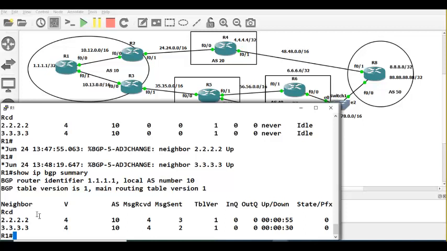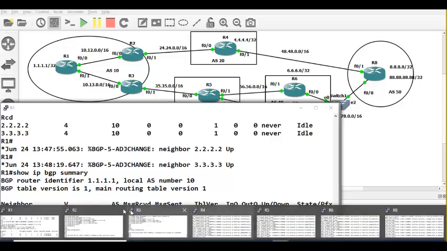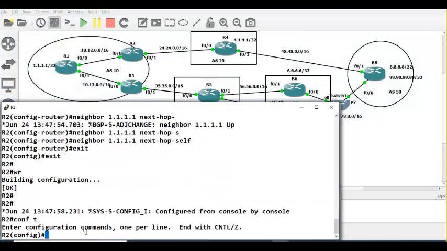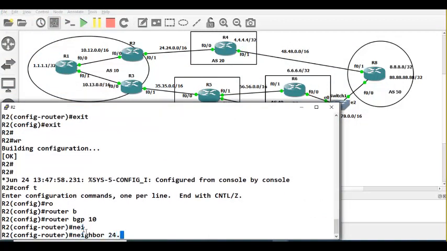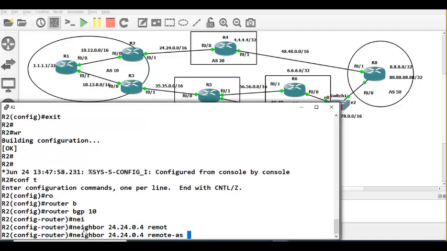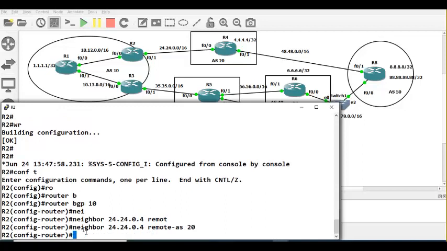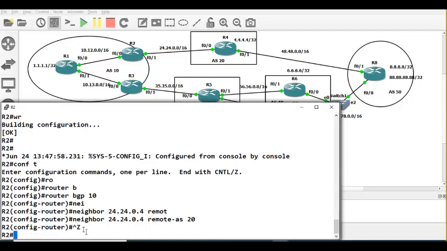So what next is we are going to finish the other EBGP between the other autonomous systems. Going to router 2 to form EBGP with router 4. Router BGP 10 neighbor 24.0.4, remote AS is 20. Nothing more.